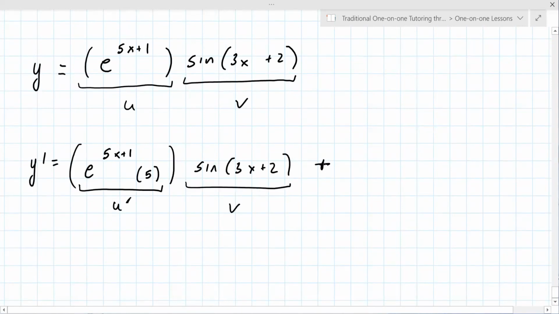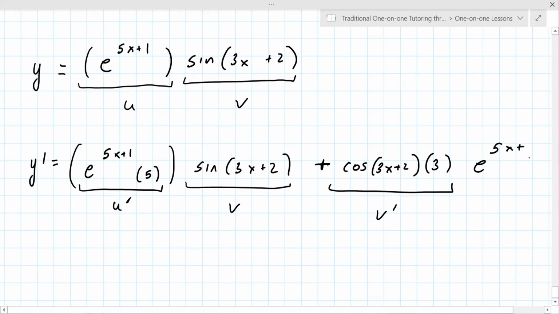Plus, now you got to take the derivative of this thing on the right here. The derivative of sine is cosine. Keep the inside function. Then times 3. Okay. So that's v prime. Now you need u. So it's e to the 5x plus 1. There's no u prime. Just u. Okay.